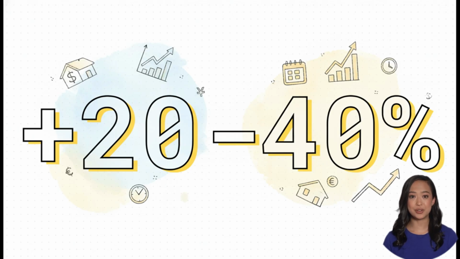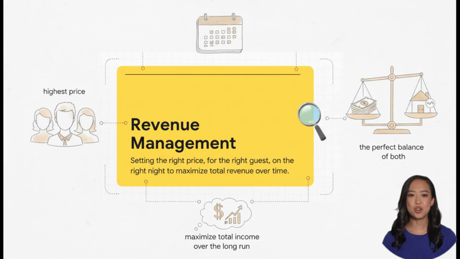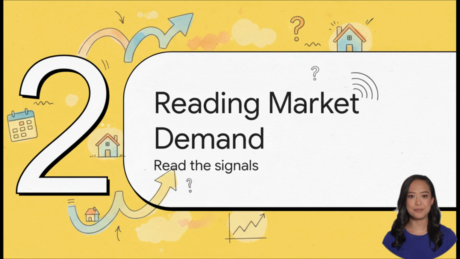So what's the goal here, really? Well, it's something called revenue management. And it's not just about charging the highest price possible. And it's not just about being booked 100% of the time either. It's about finding that sweet spot, that perfect balance between the two to make the absolute most money you can over the long haul. To price your place like a pro, you first have to understand the why. Why do prices change? It all comes down to one word, demand. So let's become detectives for a minute and learn how to read the signals in your market.